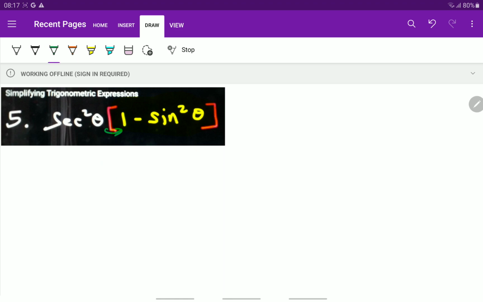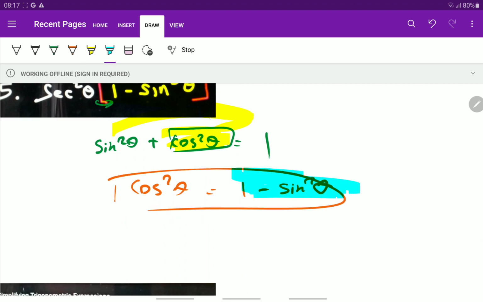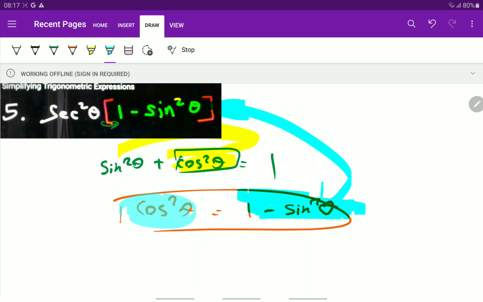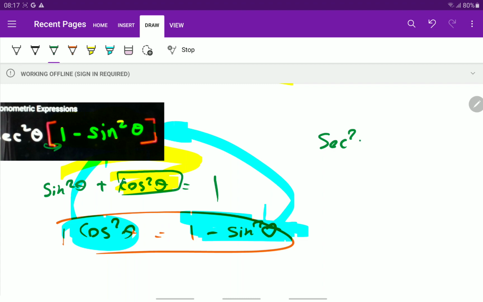So if you write our initial trig identity down, we know that sine squared theta plus cos squared theta is equal to 1. So if you want to make cos squared theta the subject, we would have to take sine squared theta to the other side. When we do this, we get cos squared theta is equal to 1 minus sine squared theta. Now, this expression is looking very similar to this, right? Yeah. So we can substitute cos squared theta in for that. So doing that, we have sec squared theta multiplied by cos squared theta now.